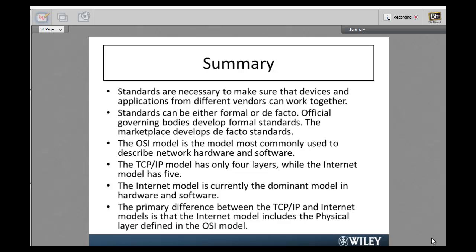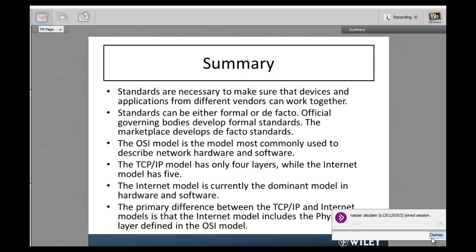So they can be either formal or de facto. The official governing bodies develop formal standards, and those de facto standards actually come from the marketplace, okay, based on the success. So whenever there is a model that has a great success on the market, it would be a de facto standard.